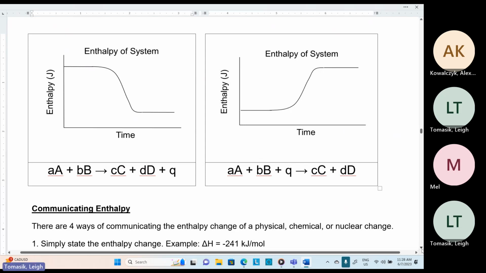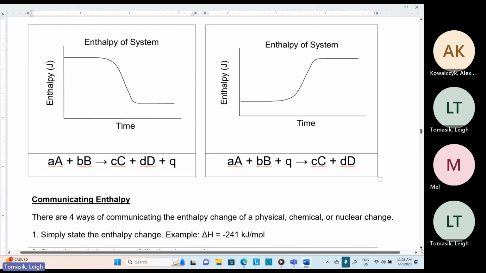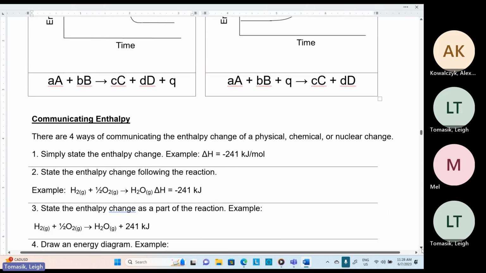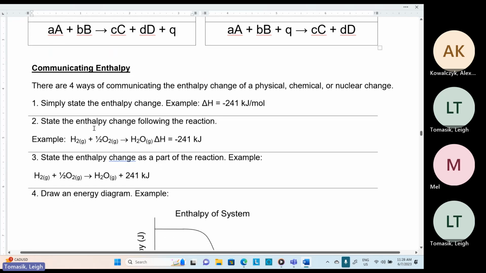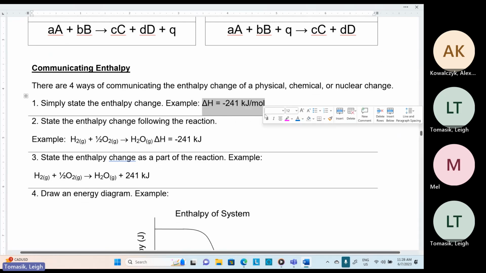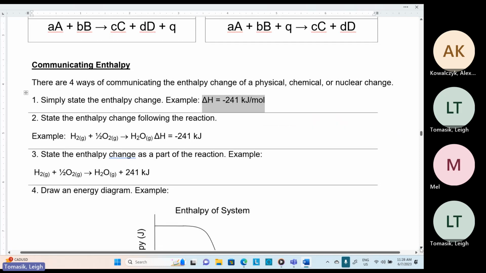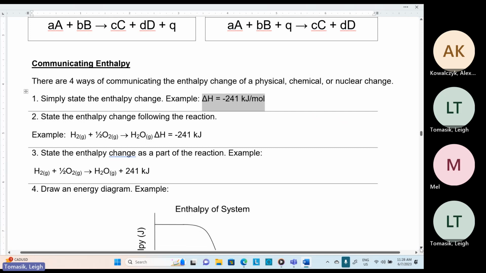Okay, so in summary, there are 4 ways of communicating the enthalpy change of a physical, chemical, or nuclear change. We could just simply state the enthalpy change, and then we have delta H equals some number. If the number is negative, we know that it is an exothermic reaction. If the number is positive, we know it's an endothermic reaction. The next way that we can talk about enthalpy is to write the reaction itself.